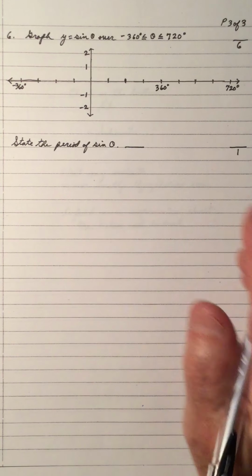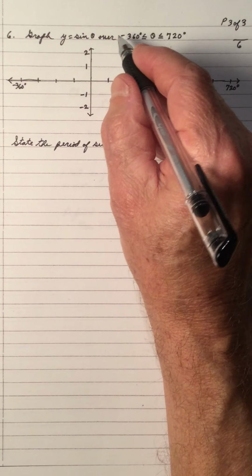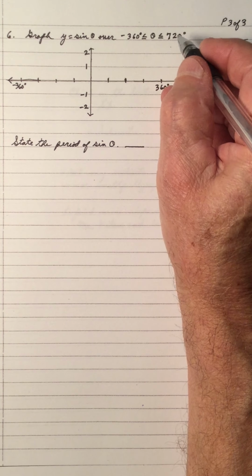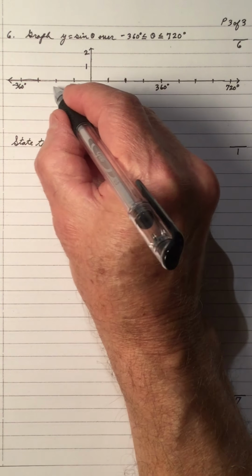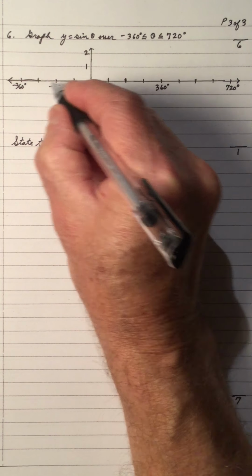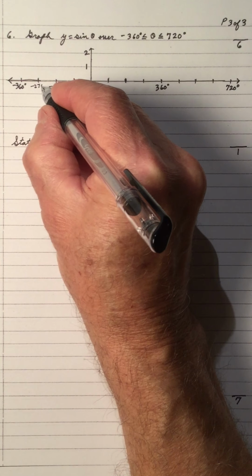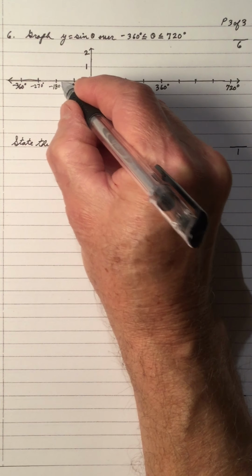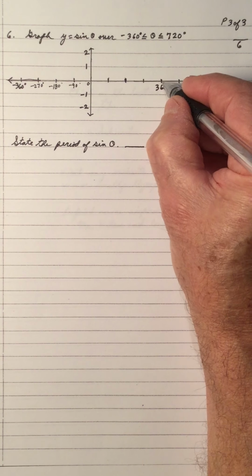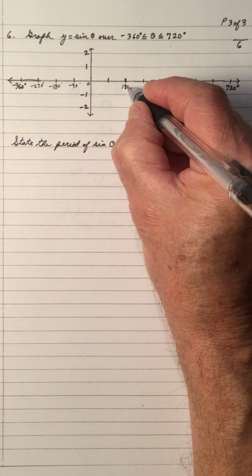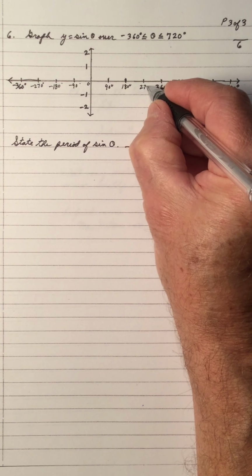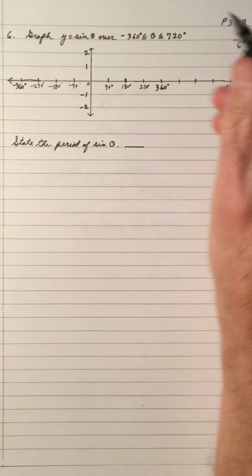Now we look at the graph of y equals sine theta over -360 to 720. So that's -360, this is -180, that's -90, that's -270, because there are intervals here of 90 degrees from this 0. And this is 360, this is a positive 180, this is a positive 90, and this is a positive 270. So positive on this side, negative on that side.